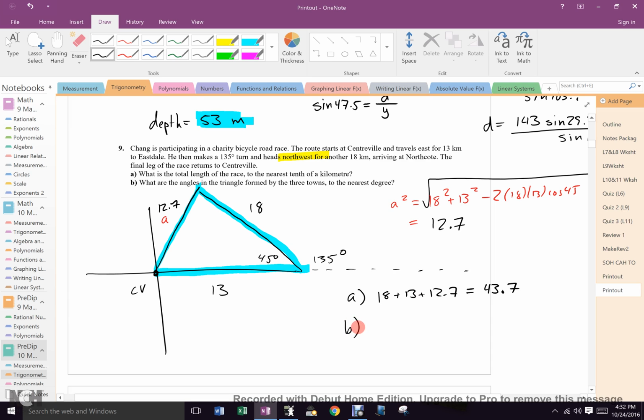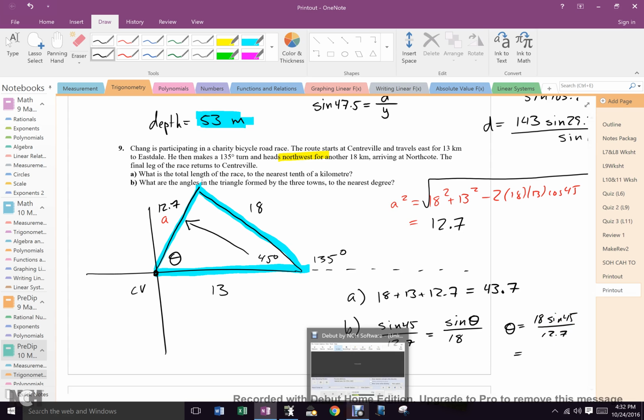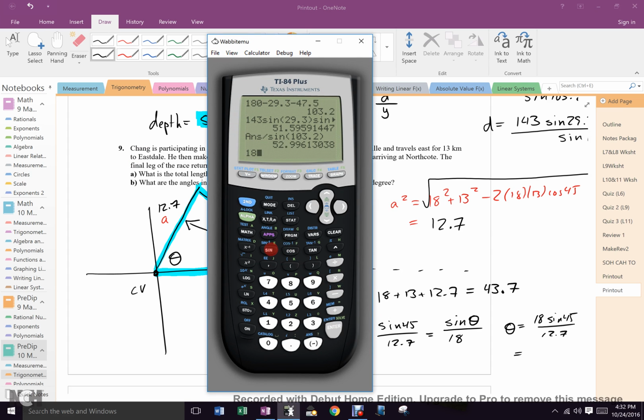And then B, what are the angles? Well, there's my pair, right here. So it's going to be sine 45 over 12.7 equals sine theta, I'll call that theta, over 18. Once I have theta, theta equals, multiply the pair, divide the spare, 18 sine 45 over 12.7. So theta, go to my calculator, 18 sine 45 equals that, divided by 12.7 equals that.